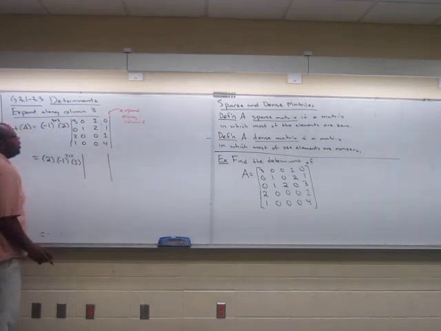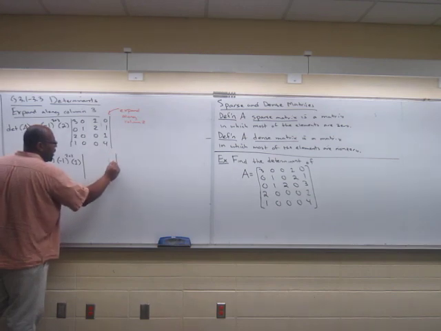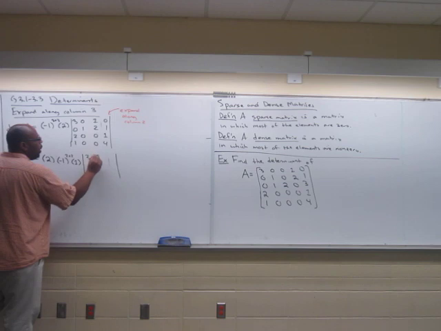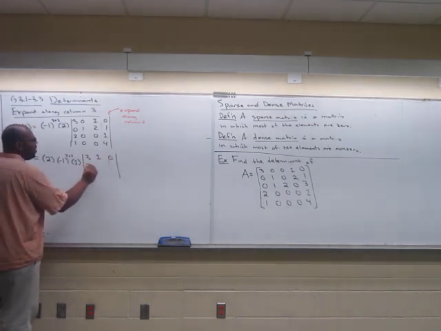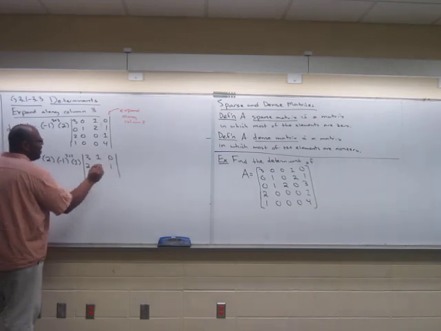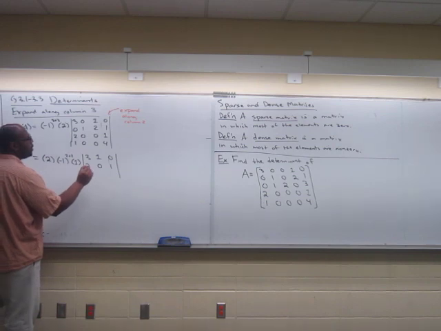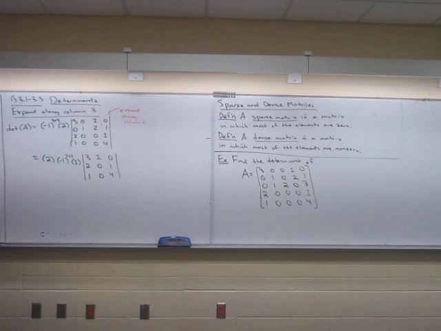Times, again, my determinant, I'm going to get rid of the second row and the second column in this case, right? So if I do that, I get 3, 1, 0. Okay, 2, 0, 1. I think I did that right, yeah. 1, what's the next one? 0, 4. I think that's right. Okay. So far, so good, I think.